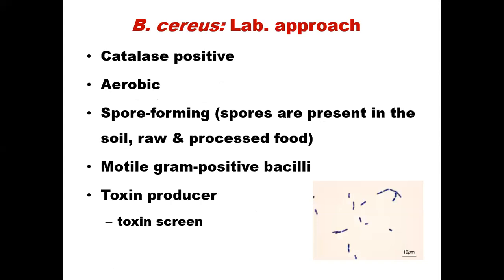How do you make a diagnosis? Like we said, toxin screening in the vomitus or the food remnants. However, for public health significance, there are times when you need to isolate the organism from maybe the food. So what are the laboratory features of this organism when you isolate them? They are catalase positive. They are gram-positive rods, as you can see in the micrograph here. They are spore-forming and they are motile. And because they can produce toxins, we can also perform a toxin screen in the lab.